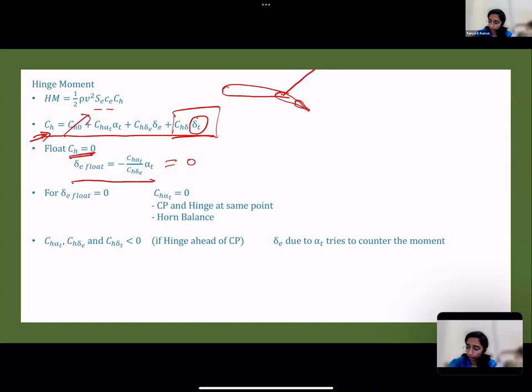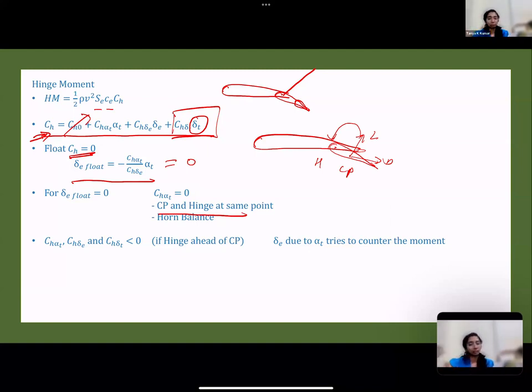Now, if this is your horizontal tail, and if this is your hinge point, this is your CP, and this is your hinge. All forces are presumed to act at the CP. They do act at the CP, the center of pressure. So now there is a hinge moment because there are forces produced here, lift and drag, which act at the CP. Now, if you want your hinge moment to be 0, if your CP and hinge point are the same, then there is no moment. Right? There are forces, but they're acting at the hinge. So there is no moment at the hinge.